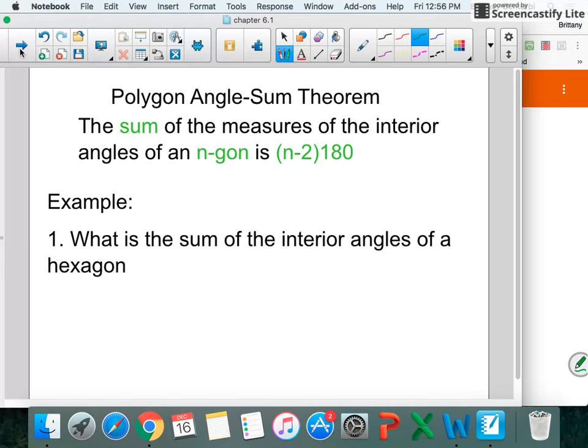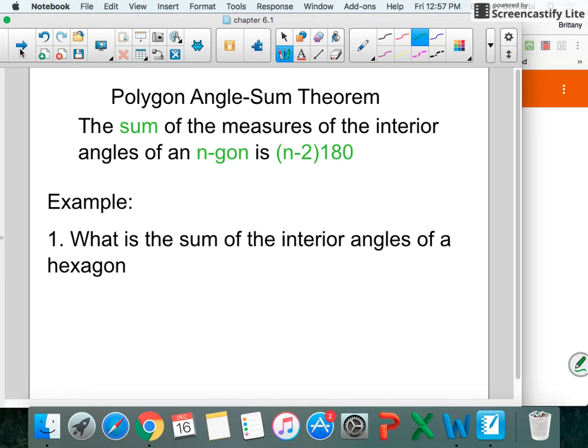Now, the Polygon Angle Sum Theorem says that the sum of the measures of the interior angles of an n-gon is n minus 2 times 180. So what we're trying to figure out is, say, a polygon has 15 sides. Well, how many degrees are the angles altogether? And so n is going to be the number of sides.